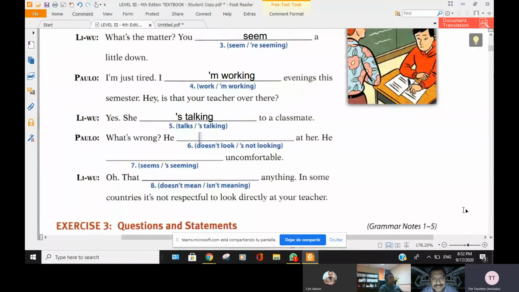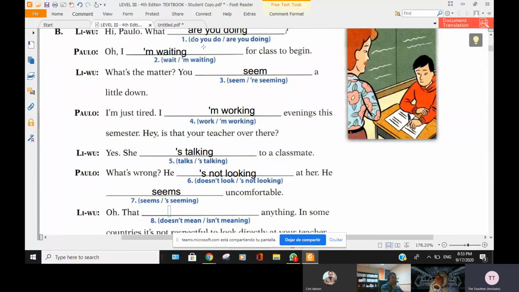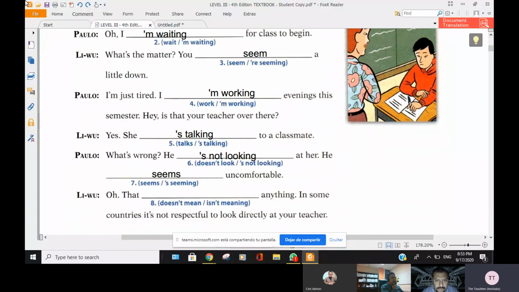What's wrong? She doesn't look at her. He seems uncomfortable. Oh, qué la madre. A ver. He is not looking at her. He seems. He's not looking at her. At her. He seems uncomfortable. Very good. Ese es el look que funciona para action o non-action. Pero en la foto, en este momento, no la está viendo a ella, no la quiere ver a la cara, está viendo hacia abajo. So, in this case, it is action. Okay. In this case. Liwu?